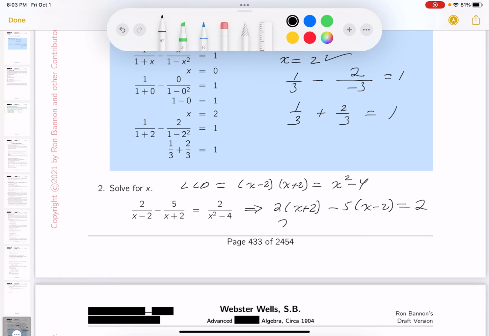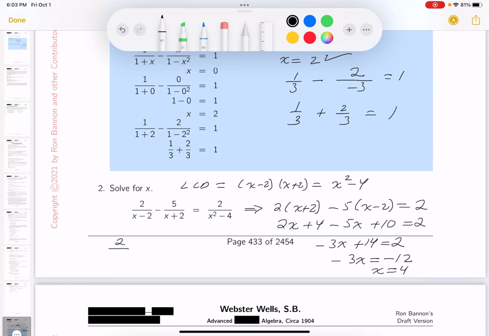Let's go through it. You get 2x plus 4 minus 5x plus 10 equals 2. And what do you get there? Minus 3x plus 14 equals 2. Minus 3x. I'll subtract 14 from both sides. That's minus 12. And x turns out to be 4. All right, I'm not going to box it yet. What am I going to do? I'm going to check it. I'll look at the answer key later. What would you get? I'm checking. I believe there's only one solution.